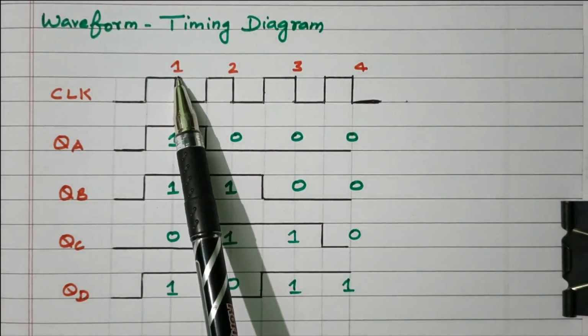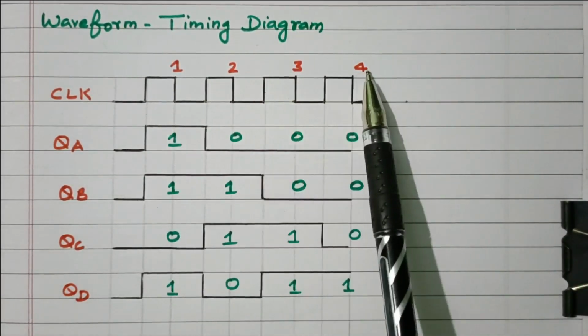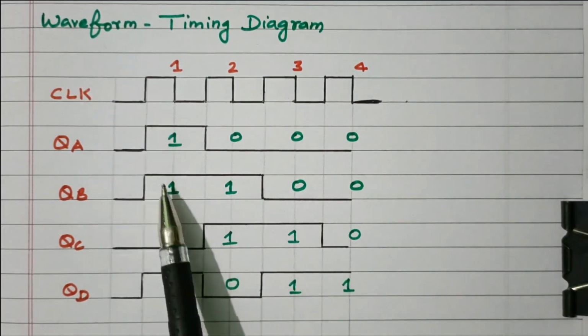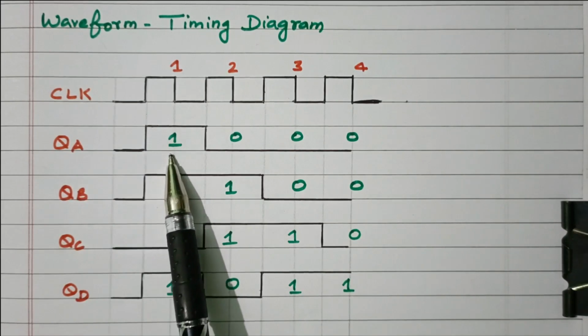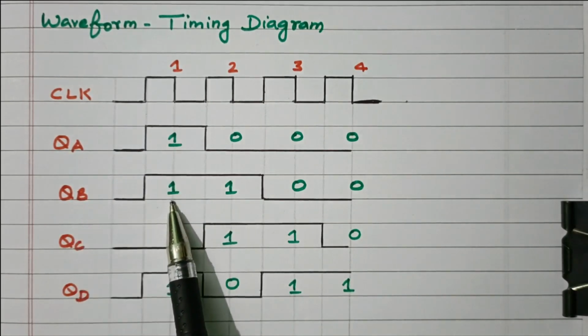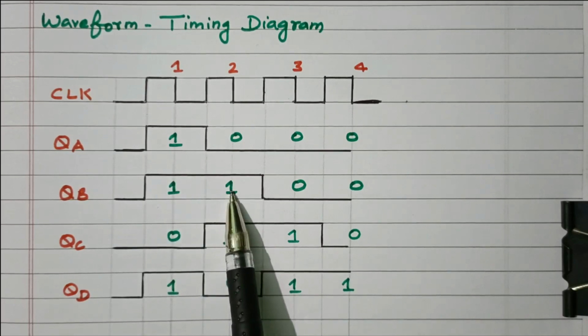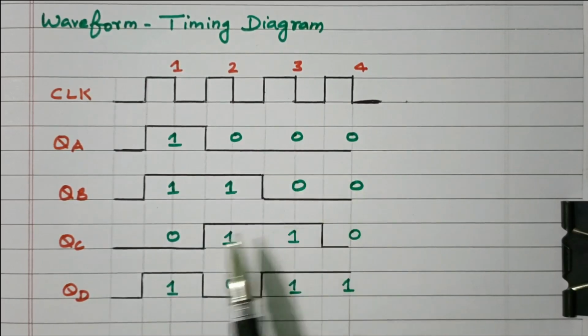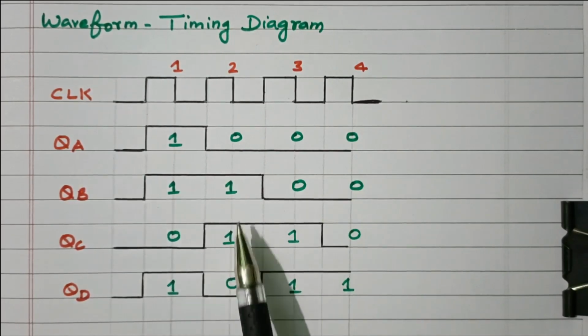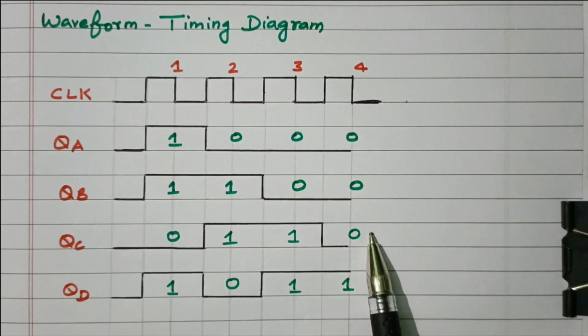So there are 4 digits available, so 4 clock pulses: 1, 2, 3, 4. Initially all are 0. During the first clock pulse, at QA we are passing the data 1. Right. The second clock pulse we are passing the data again 1. This 1 is shifted here. These zeros are shifted. The third clock pulse we are applying again 0.